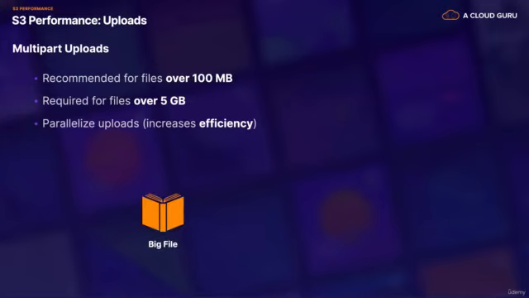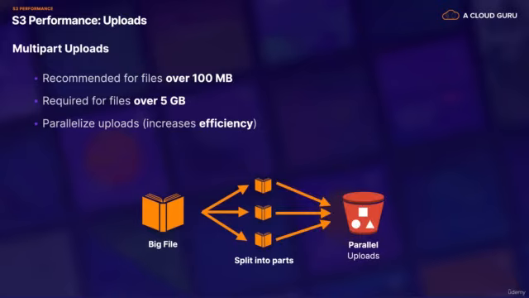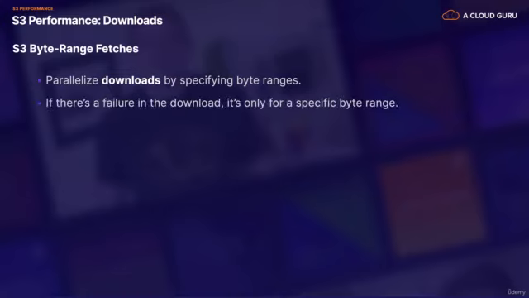Say we've got this big file and say it's 10 gigs in size. Your application will go ahead and split the file into parts, and it will then upload those parts to S3 using parallel uploads. So that's all multi-part uploads are. And we can do it for uploads, so why not downloads? We do this using something called S3 byte range fetches. This is basically where you parallelize your downloads by specifying byte ranges. And if there's a failure in the downloads, it's only for a specified byte range.